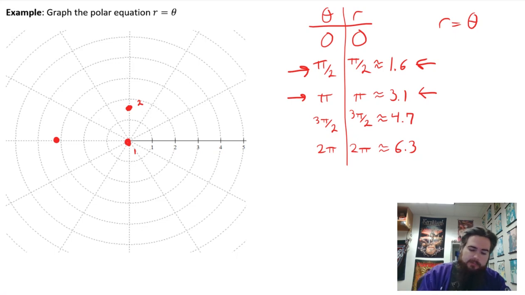Same will apply to our fourth point. 3 pi halves, that means face towards 3 pi halves and walk a distance of 4.7. So that would be 1, 2, 3, 4, almost to 5. So this would be my fourth point here. The last point I have, I may not be able to graph. It's a little bit off the graph here. 2 pi and 6.3 means face towards 2 pi and walk a distance of 6.3, which would put me, if 6 is around here, 6.3 is a little bit past that. That's my 5th point.